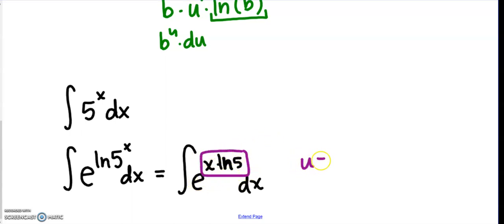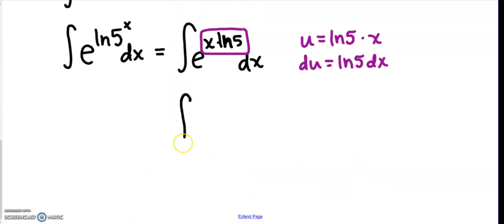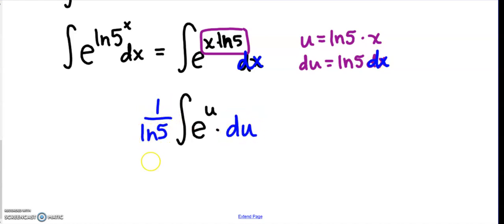I'm going to let u be equal to the natural log of 5 times x. Du then is the natural log of 5 times dx, because natural log of 5 is just a constant. If I do this substitution, I end up with e to the u times dx, which gets replaced with 1 over the natural log of 5 du. So 1 over the natural log of 5 e to the u plus c is my final answer.